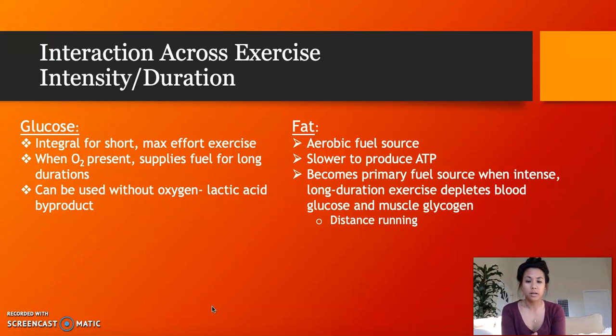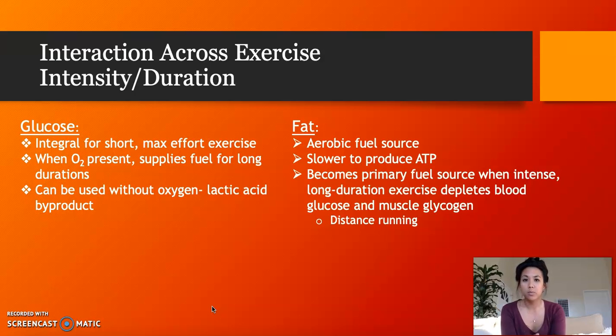We'll discuss what glucose is beneficial for and what kind of exercises using fat as a fuel source is beneficial for. So with glucose, this is where you're going to want to use short maximal effort exercise lasting no longer than 90 seconds. So that's that quick, immediate, powerful training sessions.